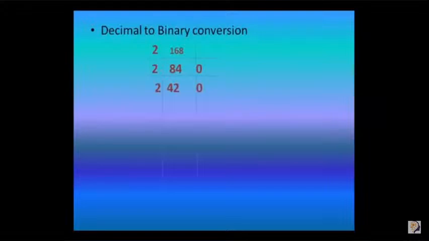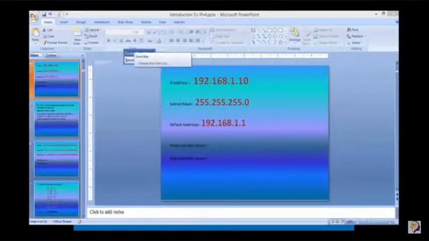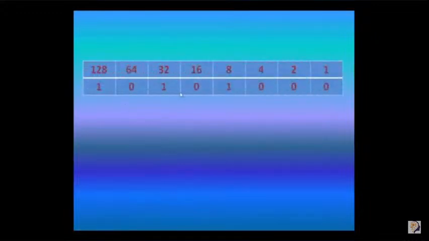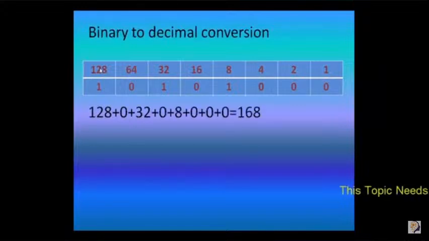Okay, same process here. 160 is the decimal number, keep dividing by 2. Look here: 10101000 will be the equivalent. Start from this side to this side. The reversal process is the same. 10101000, 2 raised to power 0, 1, 2, 3, 4, 5 up to 128, and it will be 168.